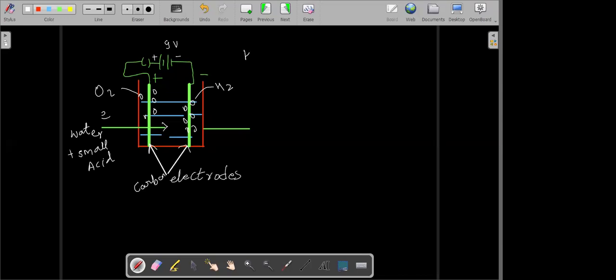We can write the reaction like this: H2O, on electrolysis, gives hydrogen and oxygen. Now you just need to balance the equation. You multiply here by 2, and here also you multiply by 2. So you observe that you get hydrogen and oxygen by electrolysis of water.